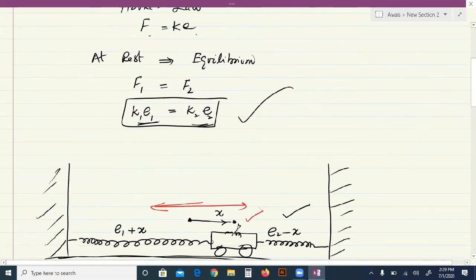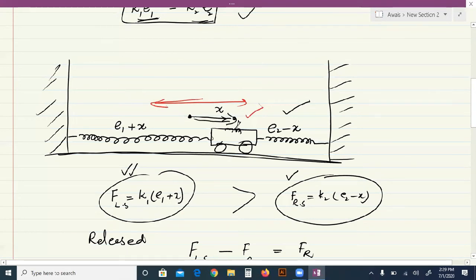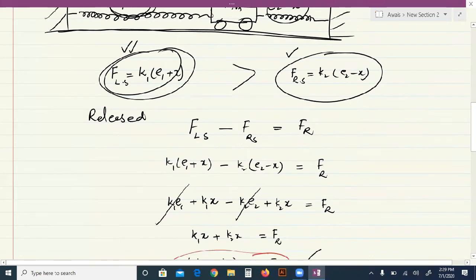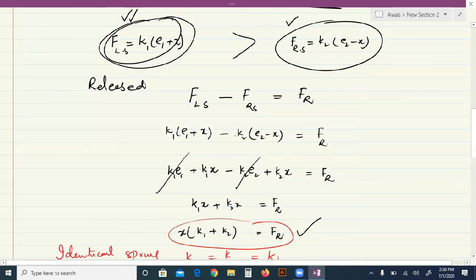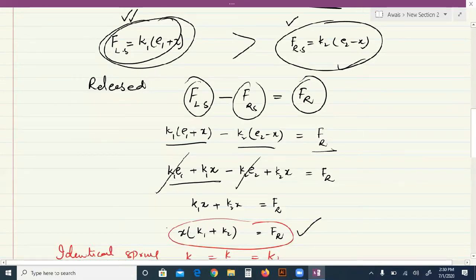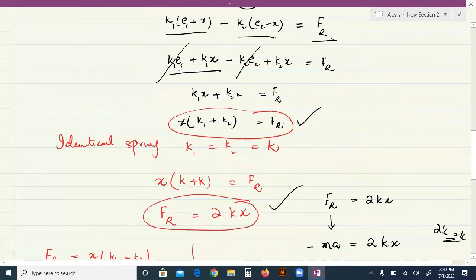In the equilibrium position, both forces are equal, but when the trolley is displaced towards right through x, this extension increases, this extension decreases. So this side force is greater, this becomes k1 (e1 plus x), and this becomes k2 (e2 minus x). And the difference of these two forces, left side force minus the right side force, is the resultant force. So this minus this is F resultant. So k1 e1 plus k1 x minus k2 e2 plus k2 x; k1 e1 and k2 e2 are both equal but opposite, so they cancel. So this is actually the final shape of the resultant force. But when springs are identical, then this will be the resultant force.